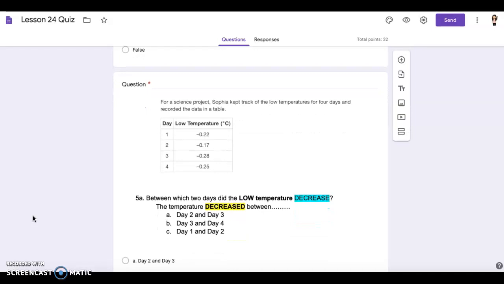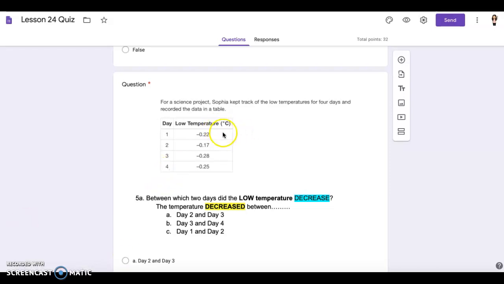5A. For a science project, Sophia kept track of the low temperatures for 4 days and recorded the data in a table. Between which 2 days did the low temperature decrease?